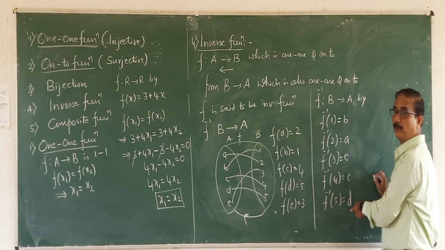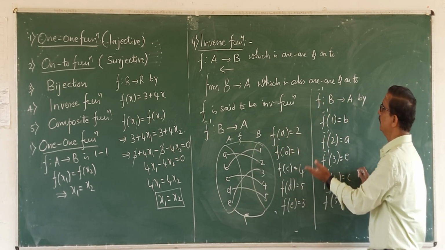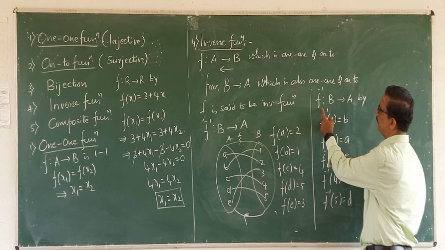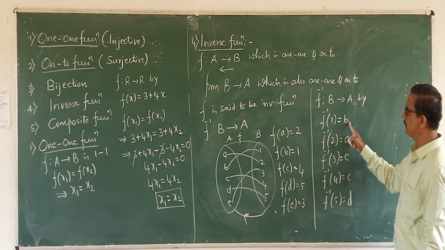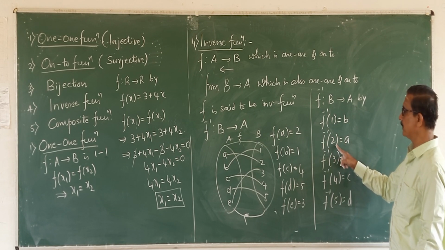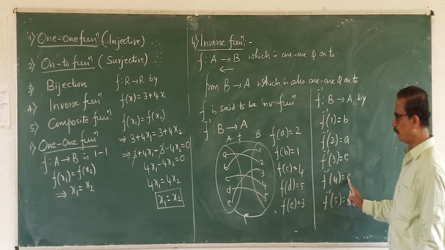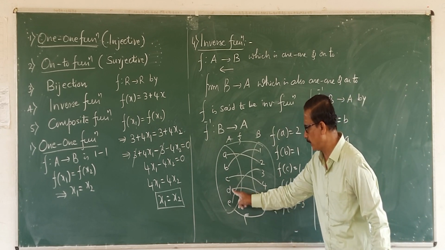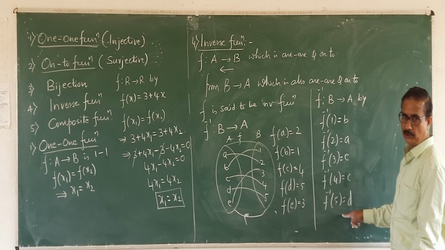Again, it is one-one and onto. Is it one-one and onto or not? Yes, obviously it is true. So in this example, f inverse from B to A is defined by inverse image of 1 is b, inverse image of 2 is a, inverse image of 3 is e, inverse image of 4 is c, inverse image of 5 is d. So this is also one-one and onto.